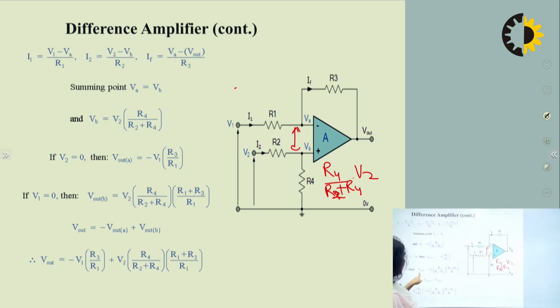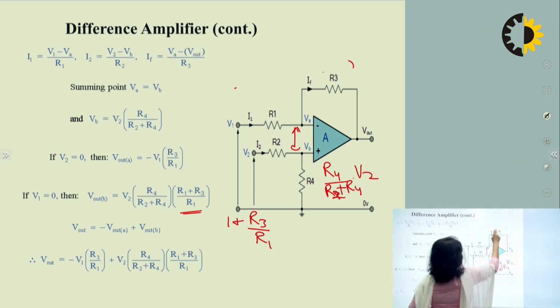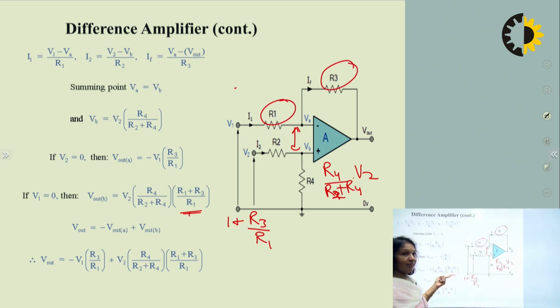If V1 is 0, then again we are using the superposition, and when V1 is 0, then V out will be equal to this voltage multiplied by R3 plus R1 divided by R1. This is the gain of the non-inverting amplifier. If you look carefully, this is nothing but 1 plus R3 by R1. So they have directly written it, but we know that, and the input voltage here is your VB.